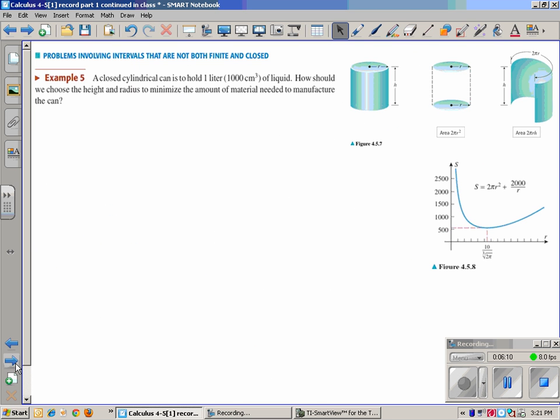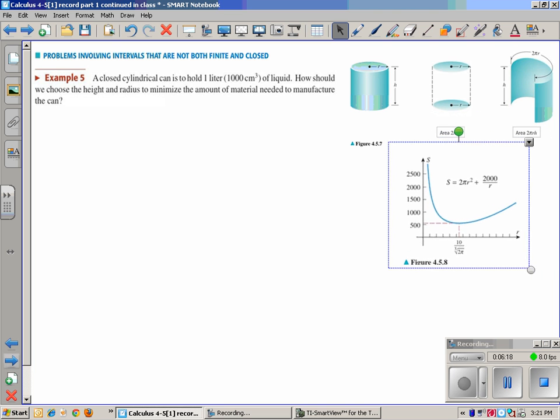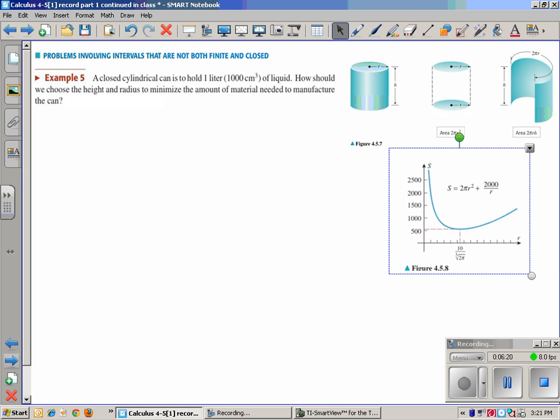All right, so problems involving intervals that are not finite, that are not both finite and closed, which means this one's going off the end over here. So take a look at the graph. Okay, a closed cylinder is to hold 1 liter of liquid. How should we choose the height and radius to minimize the amount of material needed to manufacture? Okay, so we don't have any bounds. We just want the cost or the amount of material. In this case, we're not concerned about cost, just the amount of material, which I will hint to you is surface area.